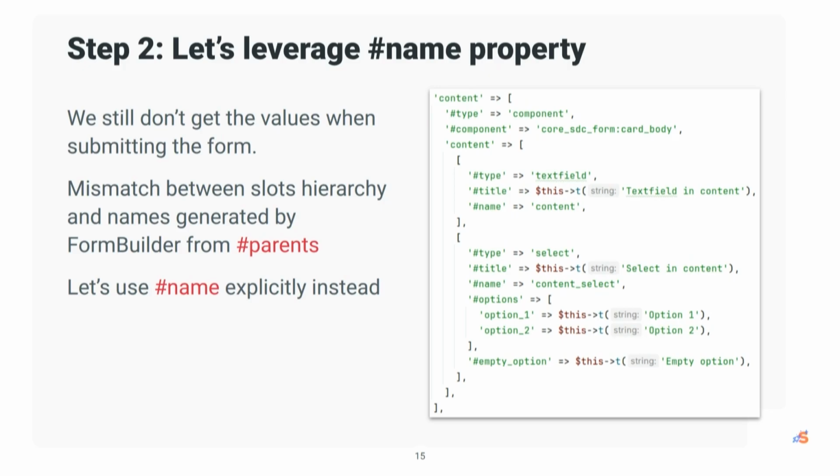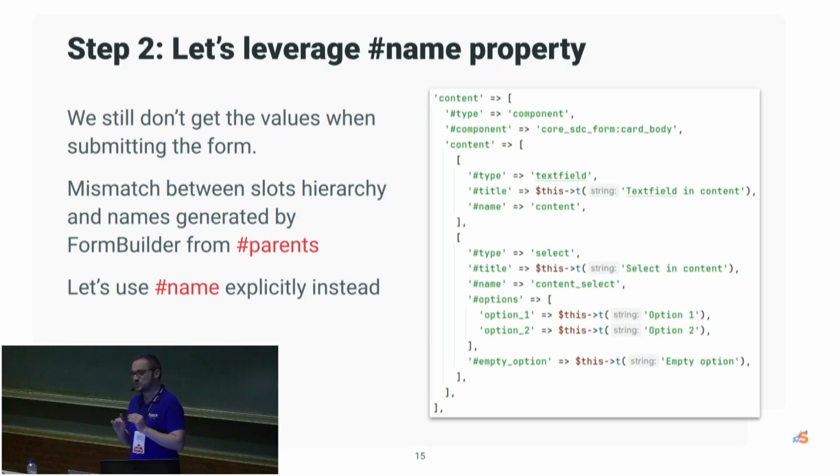But with this change, you still don't get the values in your validate and submit callback, because there is a mismatch between what is expected by Form API when you do form state get values, because it is based on parents and names and the automatically generated name. With this manipulation of the arrays, there is a mismatch and you still don't get it.